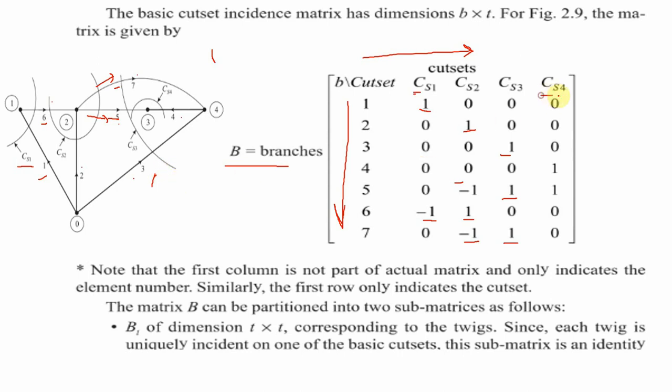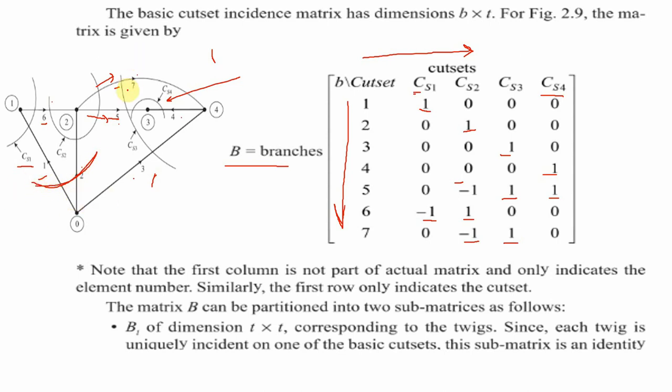Now cut set number 4. How to form cut set number 4? So cut set number 4 is formed like this, right? This is your cut set number 4. So here also you observe that branch number 4 is incoming, so that's why positive 1, right? 5 is also incoming, so it is positive 1 and the remaining are 0. Sometimes the students ask, sir, why don't we form the cut set like this, right?